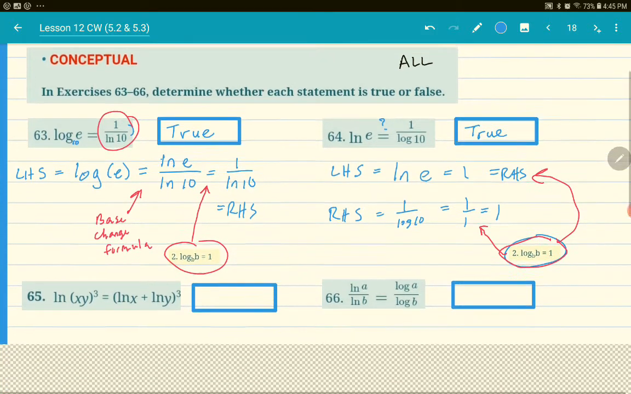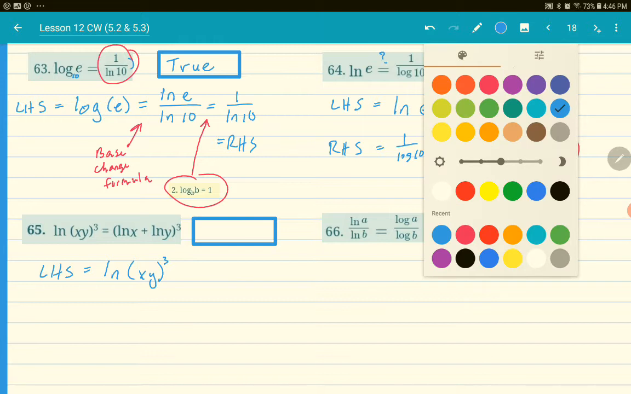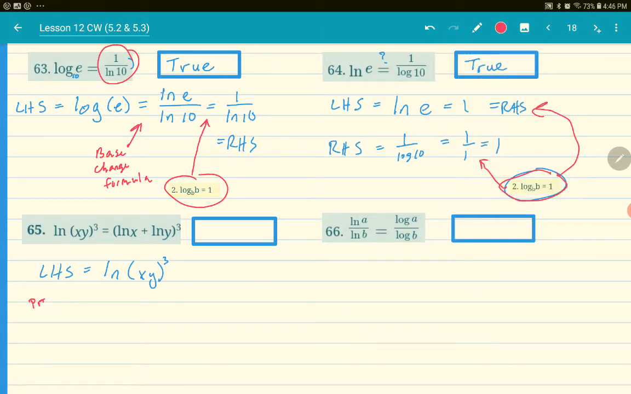All right, going on to number 65. For 65, I'm going to start on the left-hand side. I have natural log of x, y cubed. And I'm going to use that power rule, or the seventh property, power rule, to bring that 3 down in front, and I get that that equals 3 times the natural log of xy. And then I can use the product rule to expand.